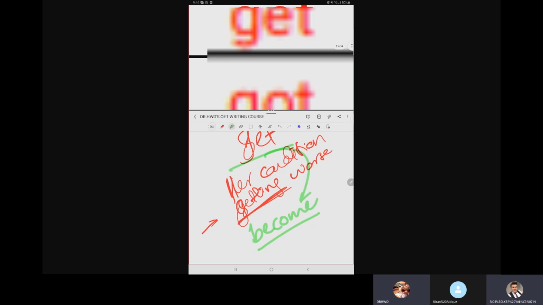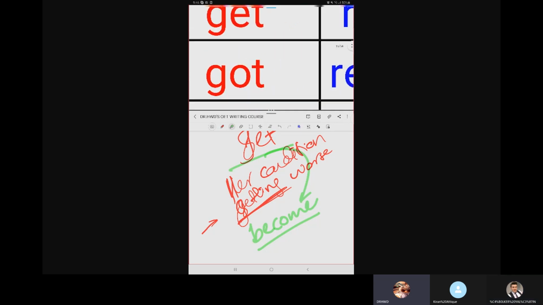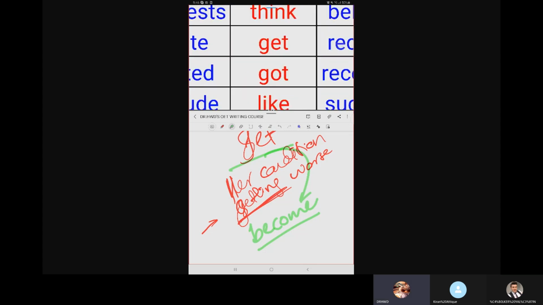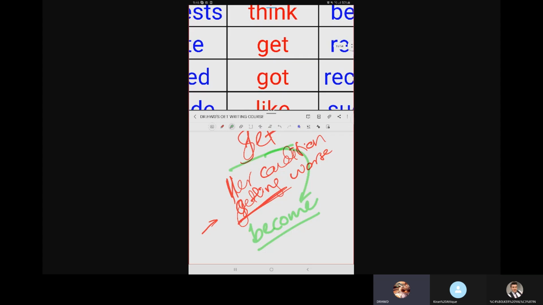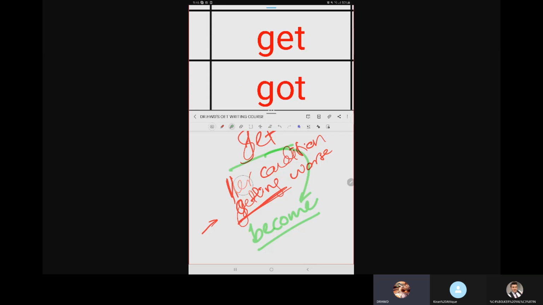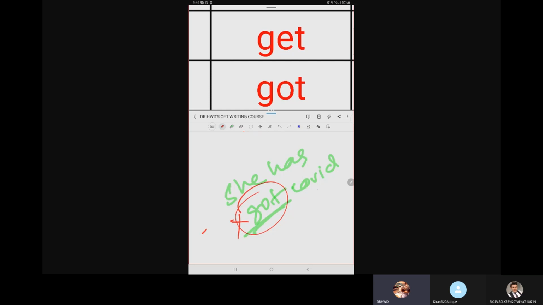Okay, so what's the next word here? The next word is "got". Again, for "got" you'd say "became" or "received", right? So the next one: for "get" and "got" you can substitute. For example, there is this sentence here: she got COVID. She has got COVID. How would you substitute it? What word would you use here? Because I'm saying "got" is not to be used in the letter, it's informal, right? So what would you say? She has got COVID, unfortunately.